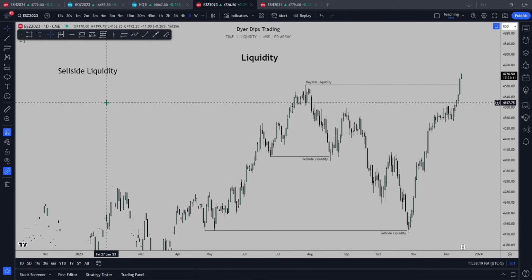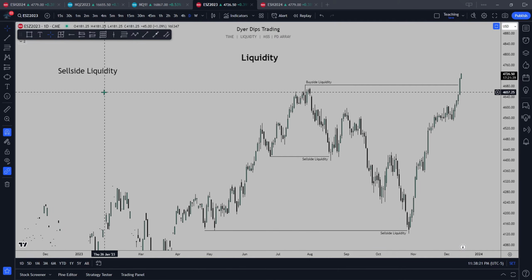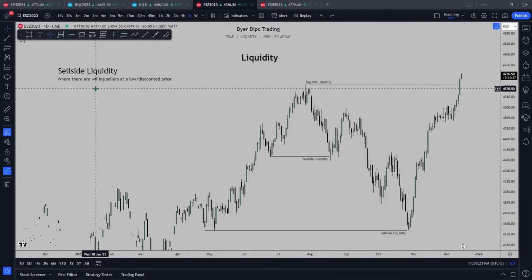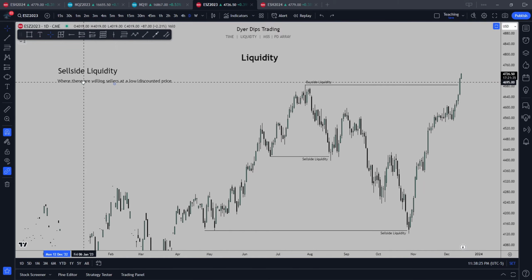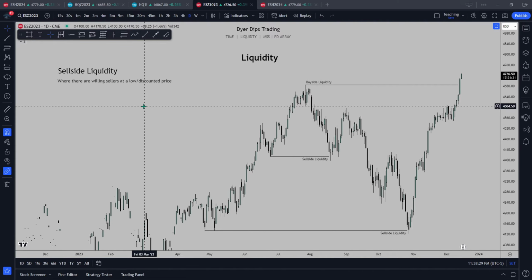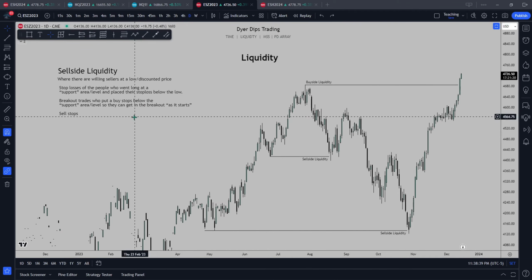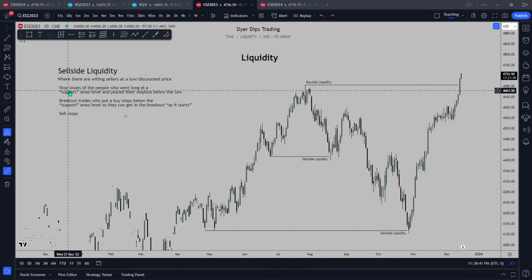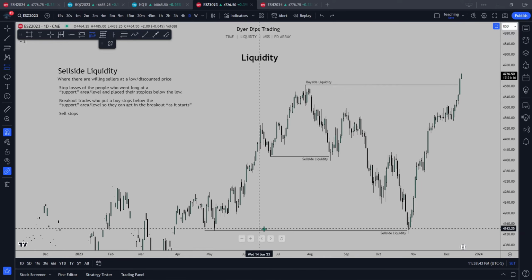So when we're talking about sell-side liquidity, we're essentially just talking about the opposite, which is that we're going to be looking for locations where there are willing sellers at a low price. We want to find a location on the chart where there are going to be sellers in the market at a price that is really quite discounted and not really a good place to be a seller. And this essentially is going to be in the form of stop losses.